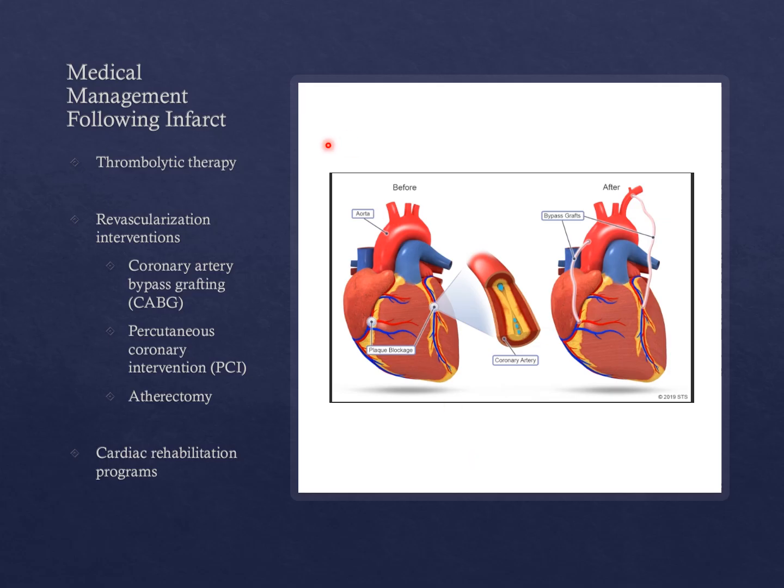The most common thing we do, though, is PCI, or with more extensive plaquing, we might do a CABG like we saw in the previous angiogram. And after all of this intervention, once someone is stabilized and maybe outside of the hospital, we would start them as soon as possible on something like a cardiac rehabilitation program to start rebuilding any of that heart muscle that was damaged when they had the heart attack.